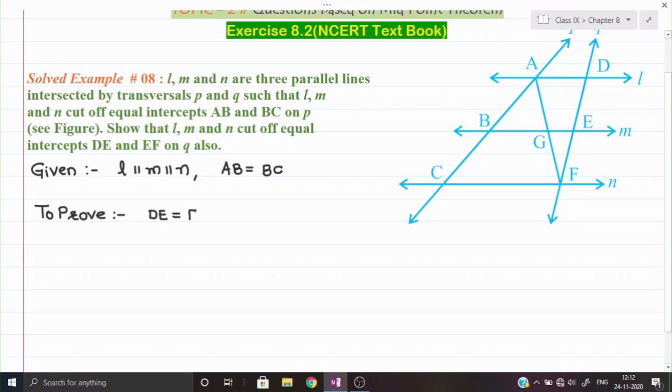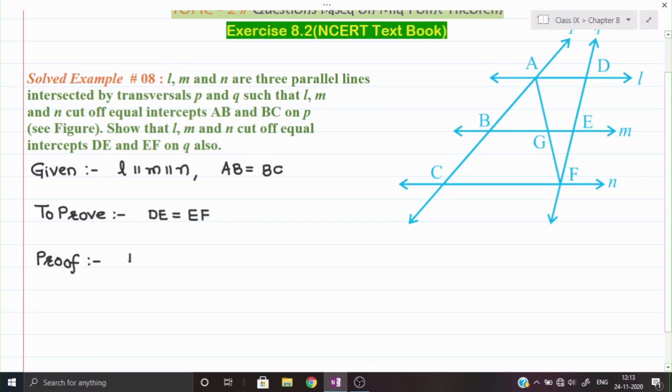So DE is equal to EF. Now let us start the proof. How we can prove it? As I told you earlier and I have explained to you also, we will prove this question with the help of converse of midpoint theorem. Okay, so let us see how we can prove it.